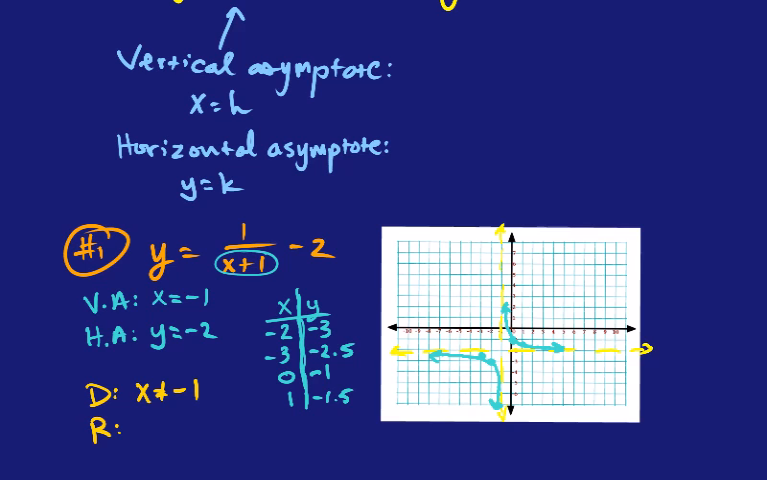The range, if you look at that, the graph goes down as well as it goes up. It uses all the y values except -2, where the asymptote is. So I'm going to say that y can't equal -2. And in doing that, I'm saying that the y values can be anything else, everything except -2. Alright, so that's the first formula.